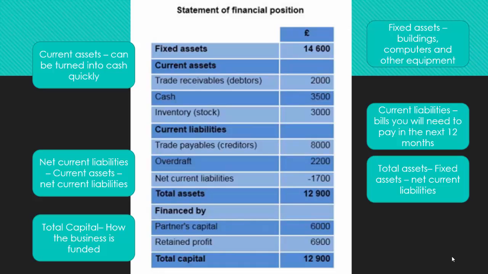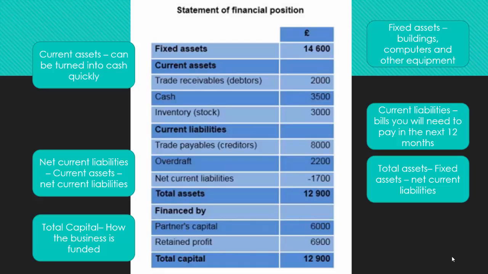So we take the supplies that we need, they send us an invoice, and they'll maybe give us 30 days to pay. They're our creditors. So anything we expect to pay within the next 12 months would be current liabilities, and in this case we're saying £8,000 of that will be creditors, people who we owe money to.